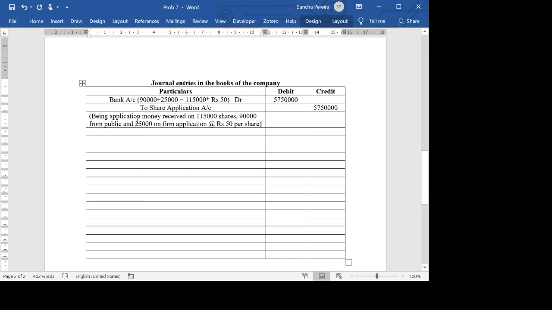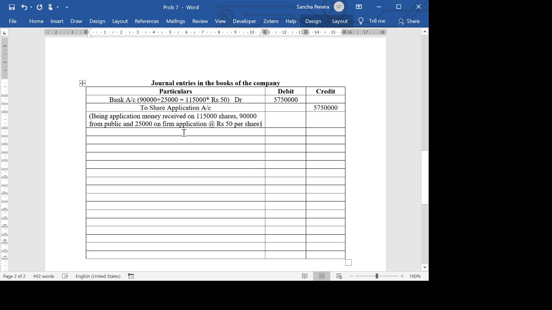I've just written a narration, which normally describes the transaction. Application money received on 1,15,000 shares. I've just further explained how I got 1,15,000. 90,000 is from public subscription and 25,000 on firm application, and they've all paid rupees 50 per share. Anyone has any questions with regard to this entry?